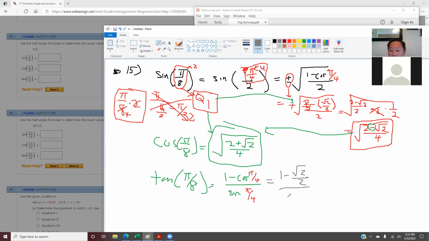It's still root 2 over 2, right? Yep, still root 2 over 2, you're correct. Now you cannot cancel the root 2 and 2 like this. No, you cannot, because of a minus sign. So what you need to do here is make them the same denominator like last time.